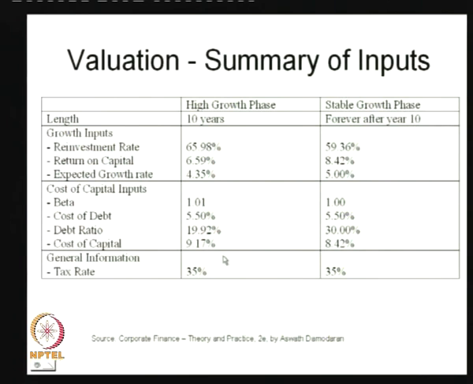Then the appropriate beta has been used with the appropriate return on market and risk-free rate that we have discussed previously, where RF plus beta into RM minus RF gives us a certain cost of equity. Applying this cost of equity and the cost of debt together, you get a cost of capital of 9.17% and 8.42% respectively in the high growth phase and stable growth phase, and the tax rate for the company is 35%, both in the high growth phase as well as the stable growth phase.